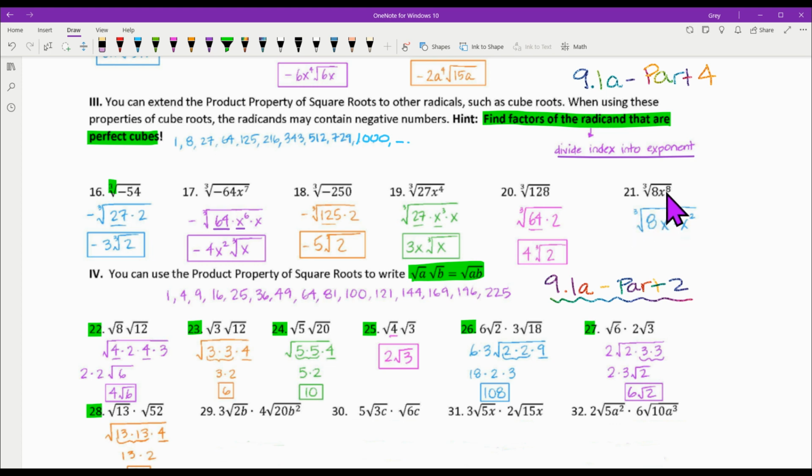3 goes into 8. That doesn't help you. That's a different way of doing it. Think of your multiples. 8 is the perfect cube. 6 is the perfect cube. Cube root of 8 is 2. Cube root of x to the 6 is x squared. So 2x squared cube root of x squared.